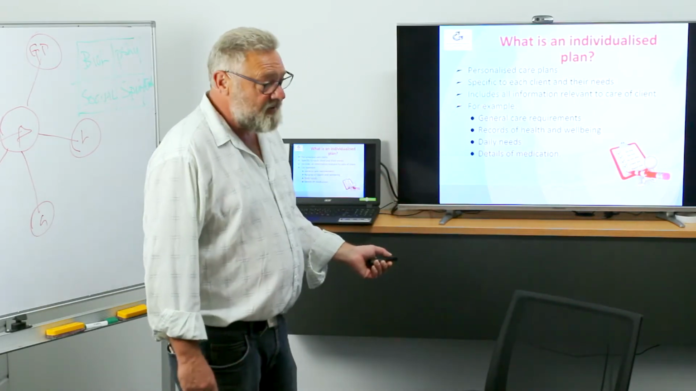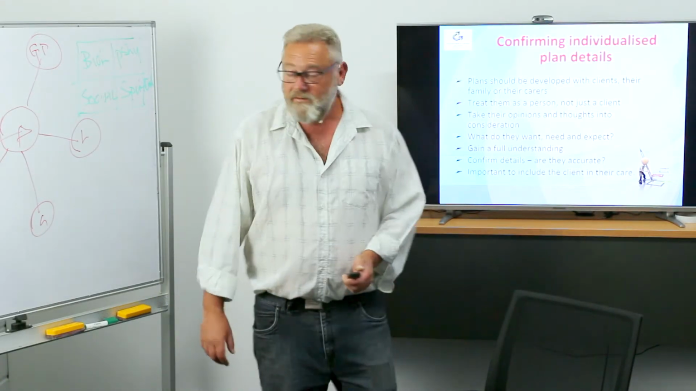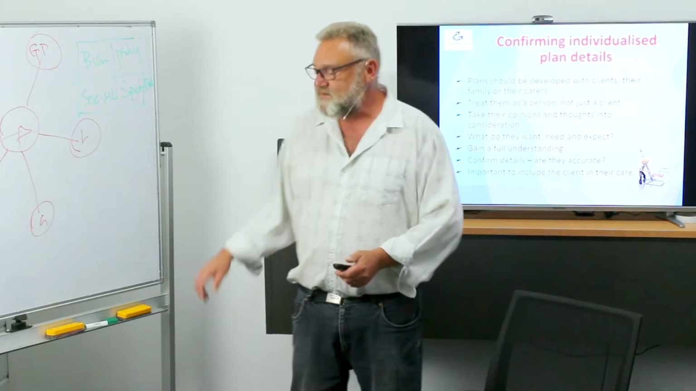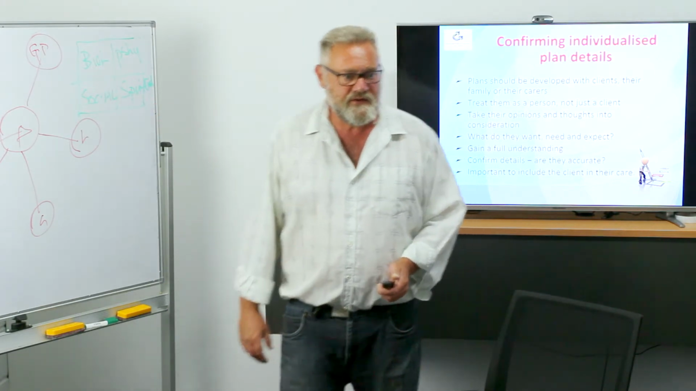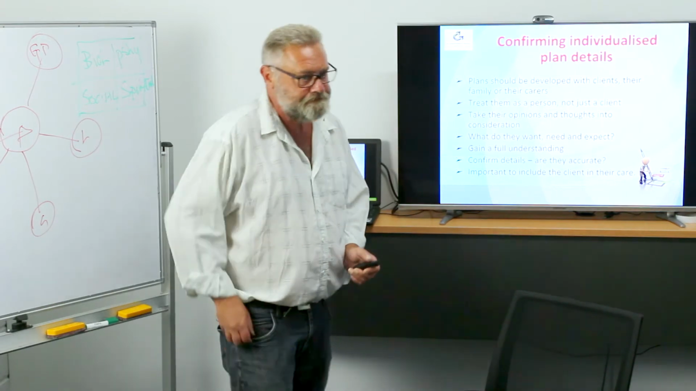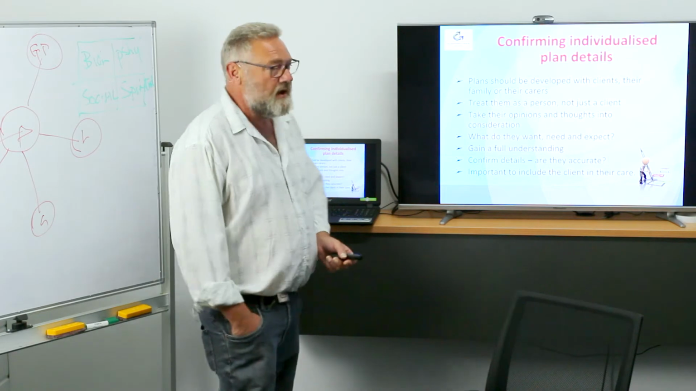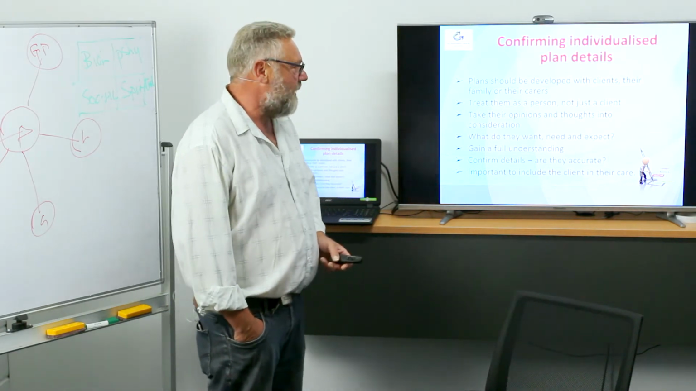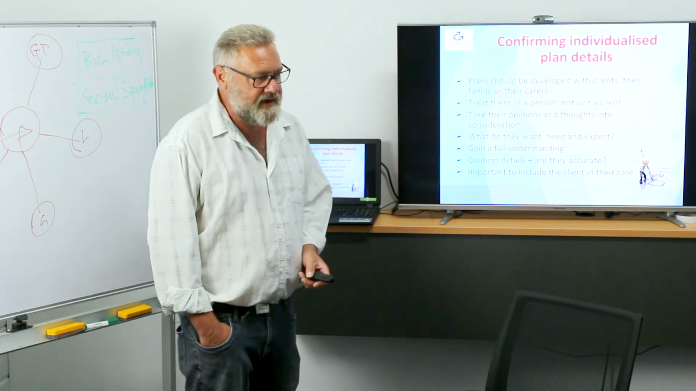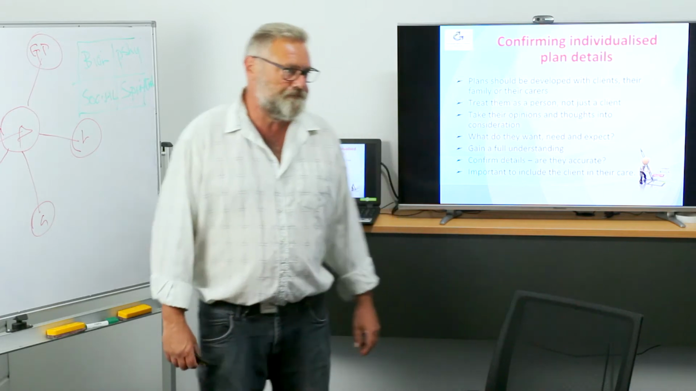With me so far, folks? Yeah? Sorry, that was biological, psychological, social and spiritual. Correct. But for spiritual, put brackets, hope and purpose, not religious dogma. Confirming individualised plan details. Plans should be developed with clients, their family or their carers. Why do you think we need to do that?